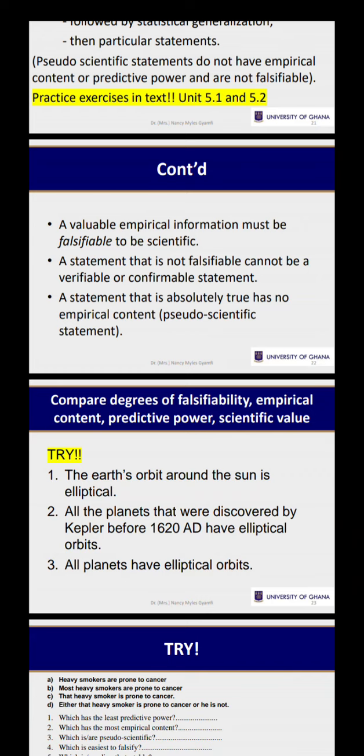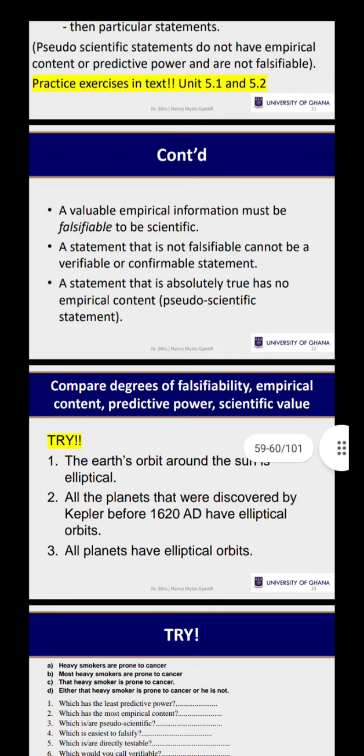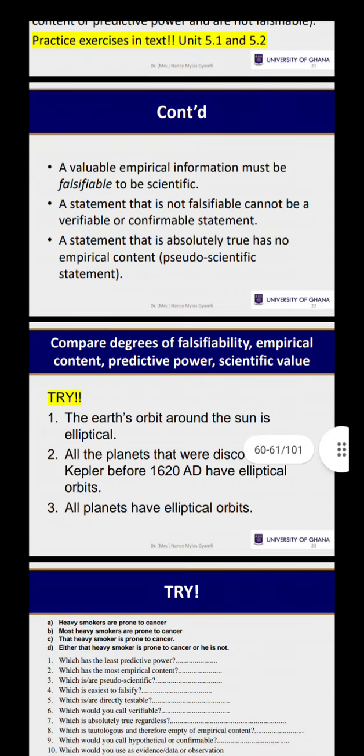Okay? It is based on what? Accumulated number of instances. The accumulated number of instances would determine which type of hypothesis will be the conclusion. So looking at the number of instances that you get in your statement, it is that one that will determine the hypothesis you use for it.